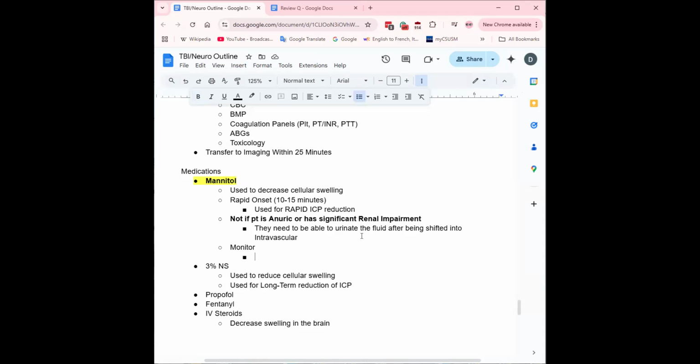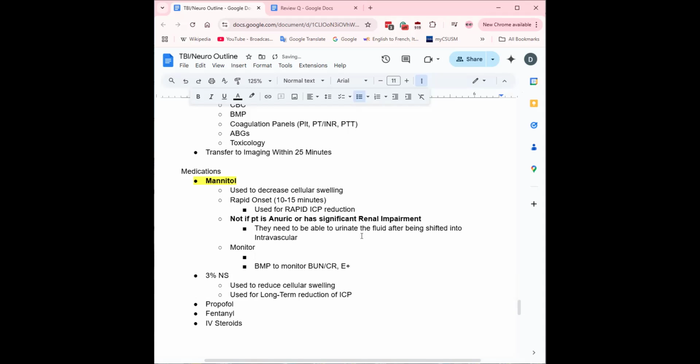So what are some things that you want to monitor with mannitol? We talked about kidney function, so we're going to do a BMP to monitor basically your BUN, creatinine, and electrolytes. Sure, urine output. How do we get good I's and O's on a patient? You probably want to have a Foley catheter. I'll type it out: Foley catheter to monitor strict I's and O's.